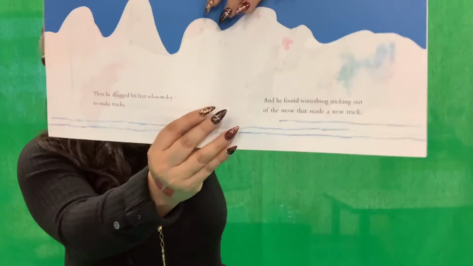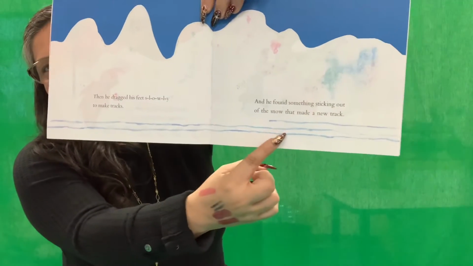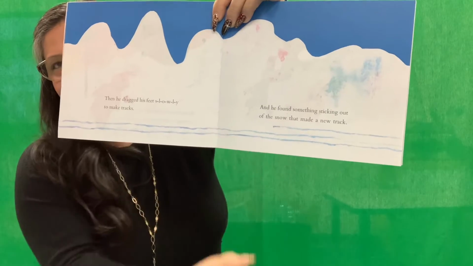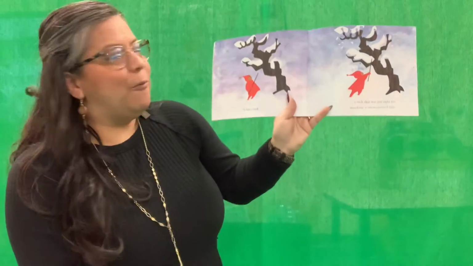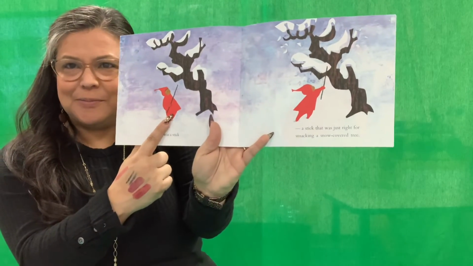So now, first he walked with his feet out, then he walked with his toes in, and now he's not walking, he's just sliding so that he can make a long track. Look at that. But there he found something. What do you think he could have found? Let's see. Let's see if we can see. I thought about this and I was right. It was a stick.